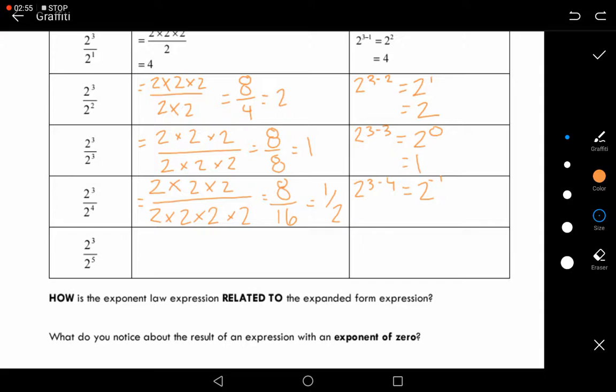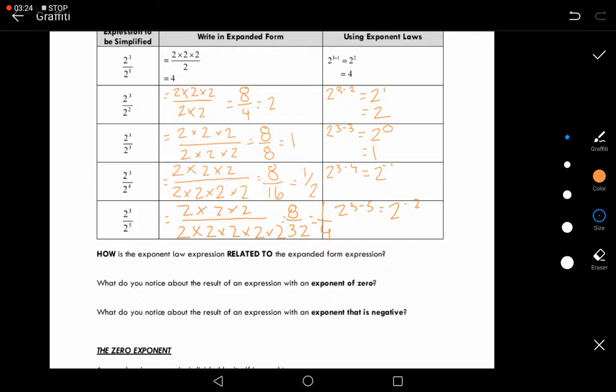Okay, so same with this one. So 2 to the power of 3, so 3 times, over 5 times. So 2 times 2 times 2 times 2 times 2 is 8 over 32, which is the same as 1/4. So if I use my exponent laws, I have 3 minus 5, which is 2 to the power of negative 2.